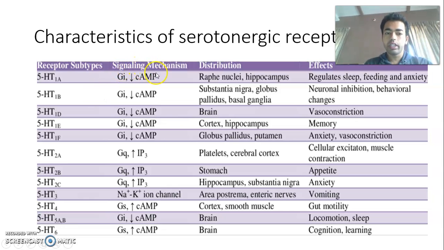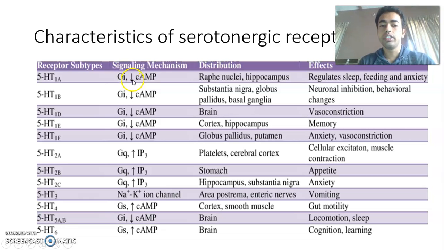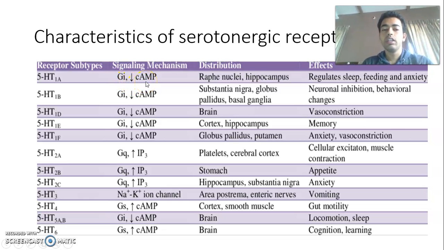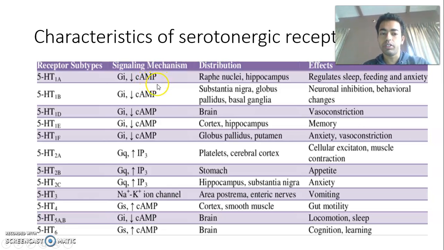Here you can see the signaling mechanisms. 5HT1A, B, D, E, F are all G protein receptors and they act through Gi. So that will lead to what? Decreased cAMP, that is cyclic adenosine monophosphate.